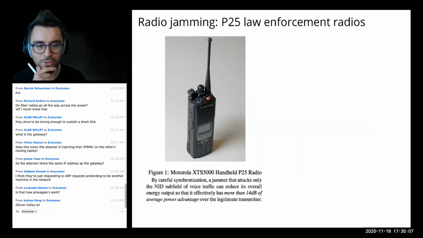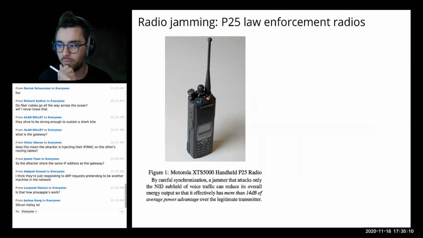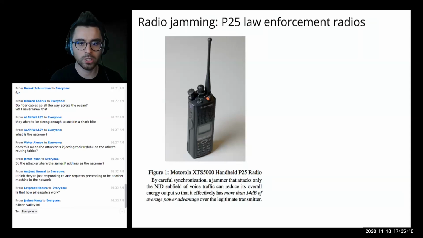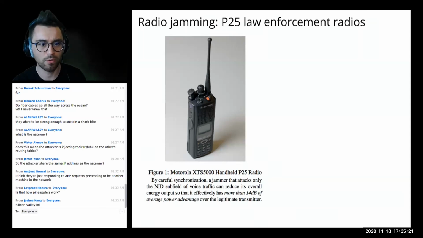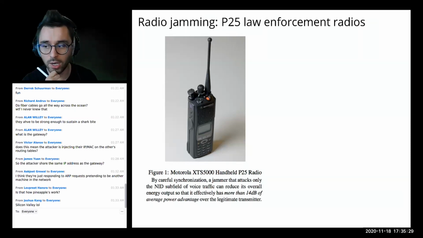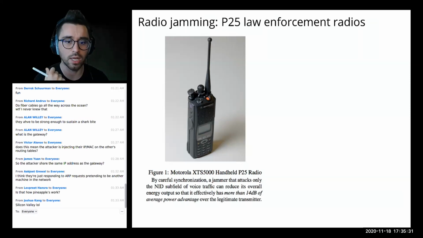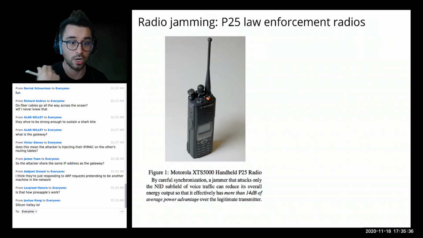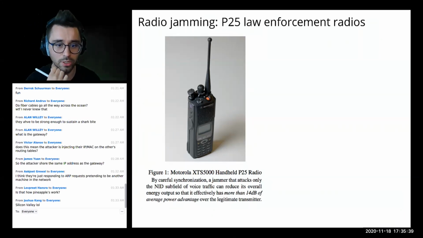And there have been a bunch of interesting attacks on radio devices. So here I have a photo from a paper. This is a photo of a P25 law enforcement radio. P25 is a protocol that these radios use to communicate in an encrypted fashion, right? Cops have these radios, and they want it to be encrypted so that somebody nearby can't listen in on what they're trying to do. For example, if you're trying to enter somebody's house, you probably don't want to tell that person that you're about to do that.